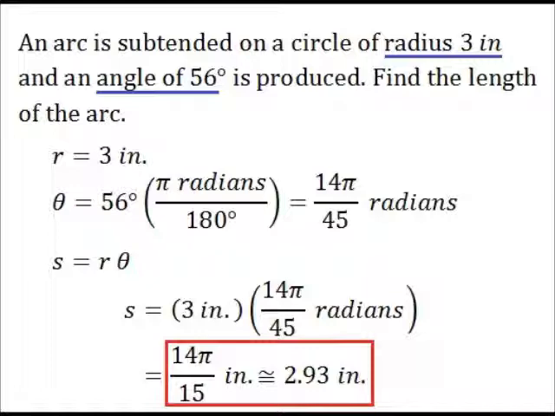Now I can use the formula, and I don't have to rearrange it because I'm solving for arc length. S equals 3 inches times 14 pi over 45 radians, and I get 14 pi over 15 inches. And in this case, I want to approximate that value in decimal form, and I get 2.93 inches.